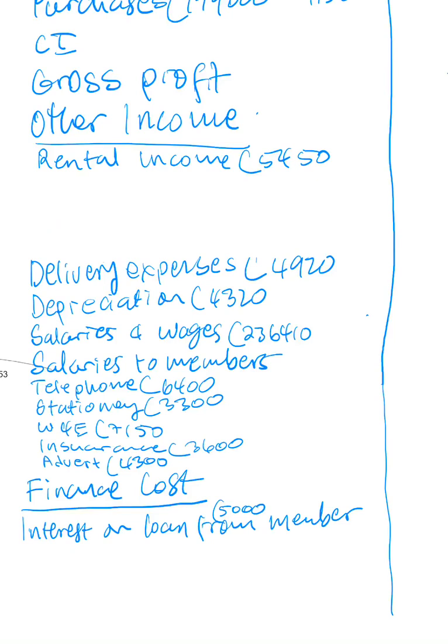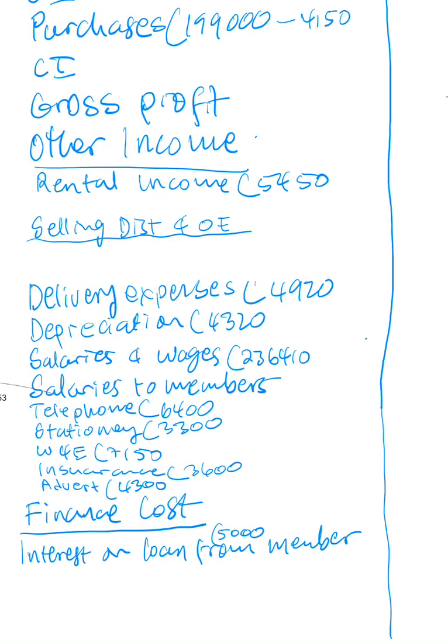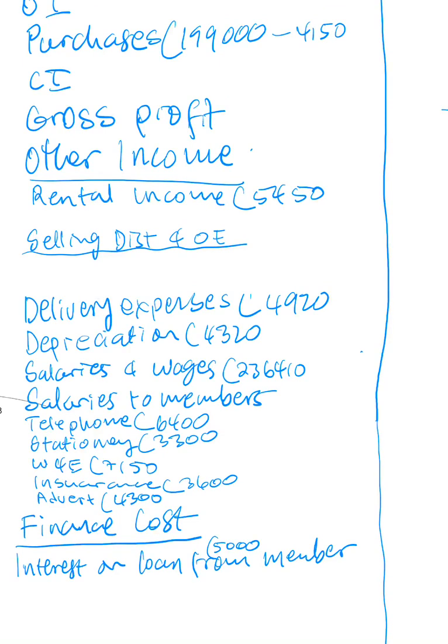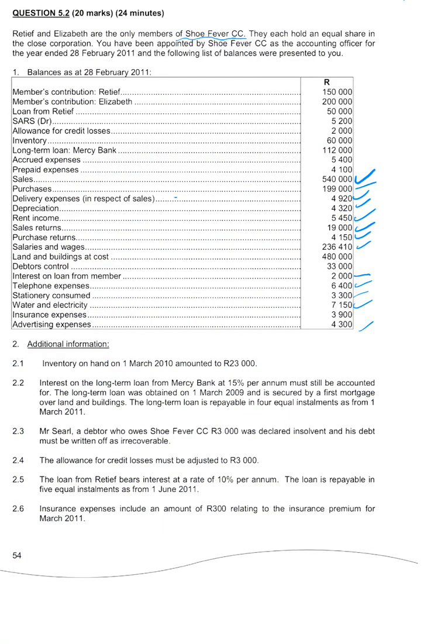Alright, we've got selling, distribution and other expenses. Right, so we are done with the free marks. Now we come to the additional information, then we make the adjustments.